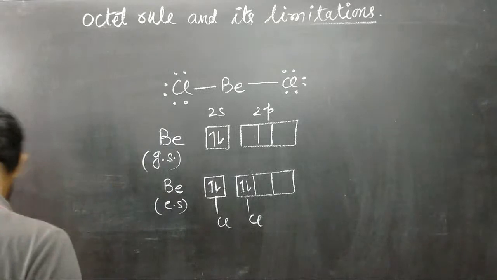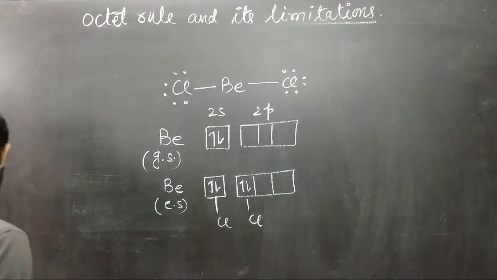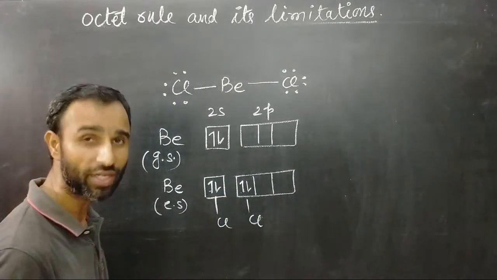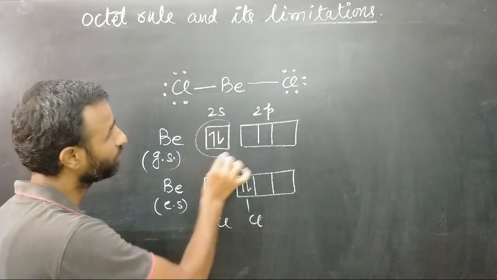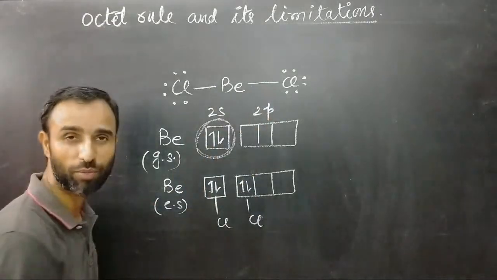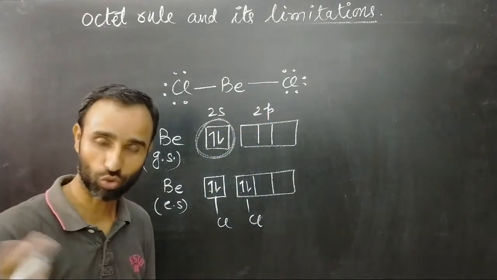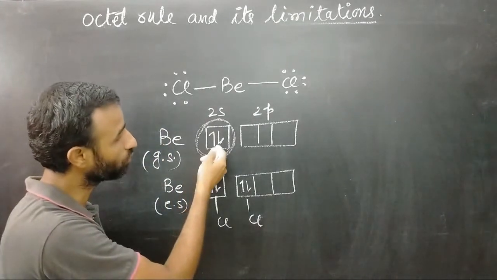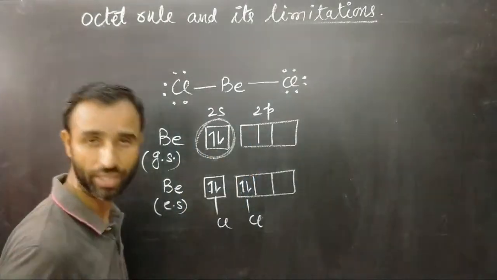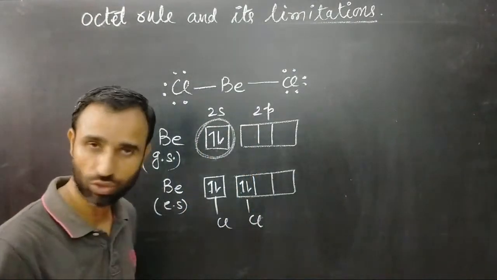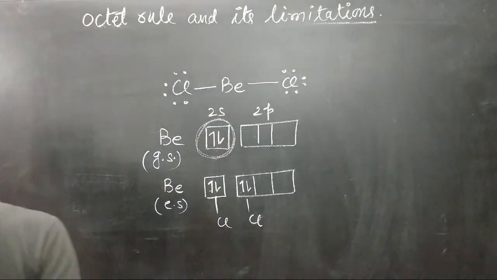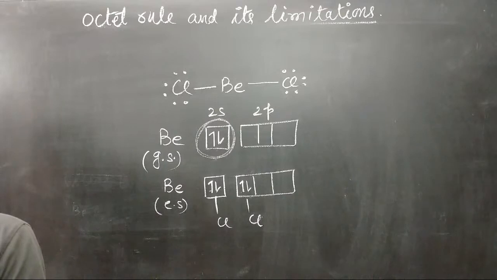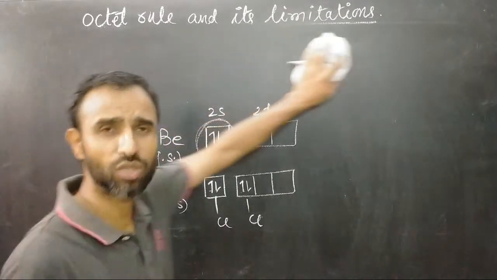Okay? Got it? Actually it is the next topic, but I think you have in mind that it has a pair of electrons, and how can it form a bond? So what happened? One of the electrons from 2s is shifted to 2p. So it has 2 unpaired electrons. Okay, done. Same is the case with aluminium.